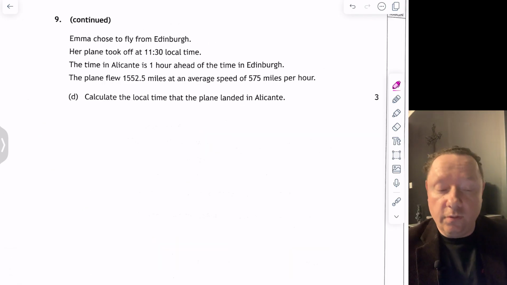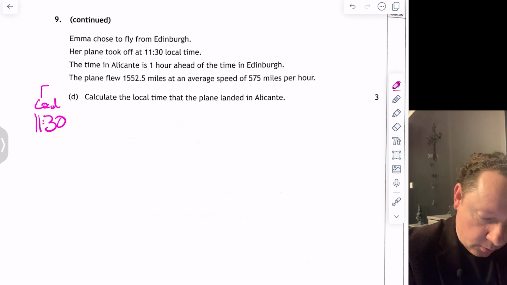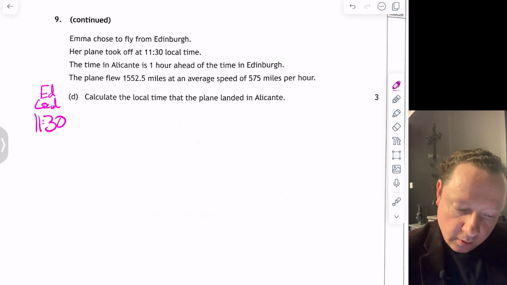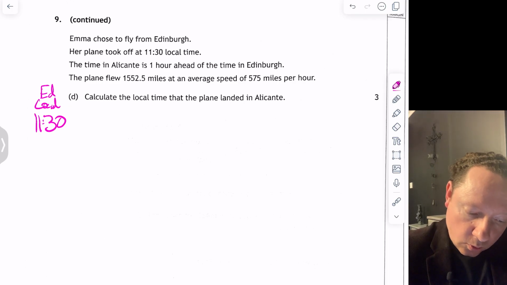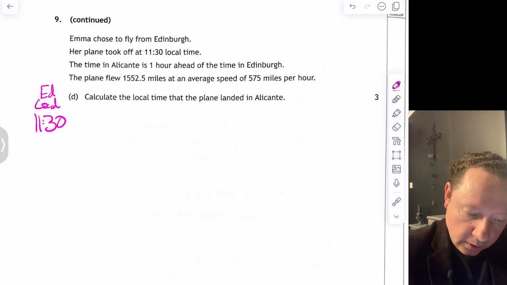Emma did choose to fly from Edinburgh. Her plane took off at 11:30. That's in local time, Edinburgh, we'll just put. And Alicante is 1 hour ahead. The plane flew 1552.5 miles at a speed of 575 miles per hour. Calculate the local time. So I need to work out her time.